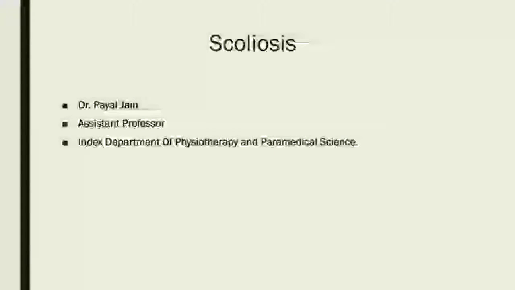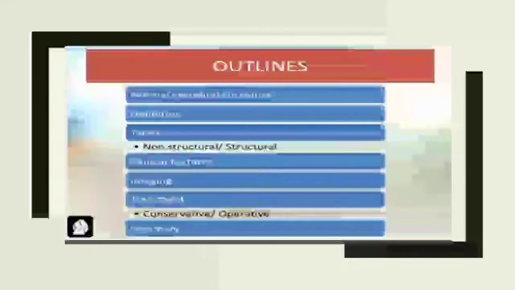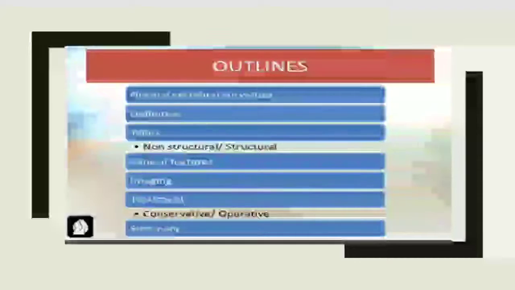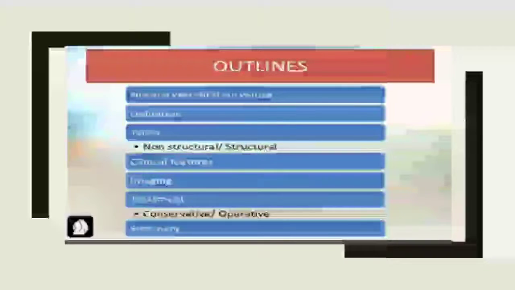Scoliosis outlines: normal vertebral curvature, definition, types, non-structural or structural, clinical features, imaging, treatment, conservative and operative, summary.